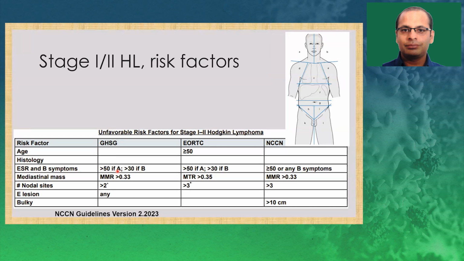So these are certain classifications which are used for the diagnosis of favorable risk factors for stage 1 and 2 Hodgkin lymphoma. And three systems are used: the German Hodgkin Study Group, EORTC, the European group, and the NCCN. If you see the parameters, commonly ESR and B symptom, mediastinal mass, and nodal sites are common to all three. GHSG insists on the extra lymphatic site, EORTC on the age, and NCCN on the bulky disease. Just remember that the nodal sites in all these three classifications are slightly different. So whenever you're following one classification, follow it throughout. That is important.